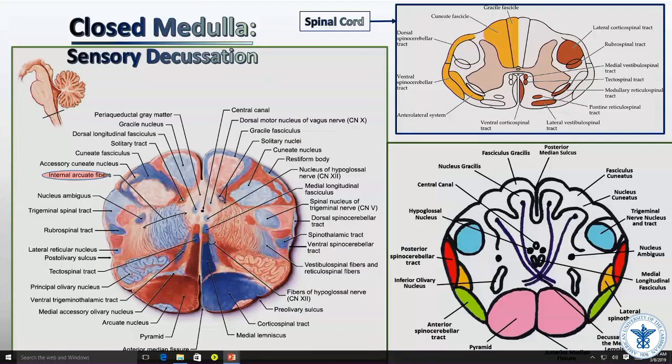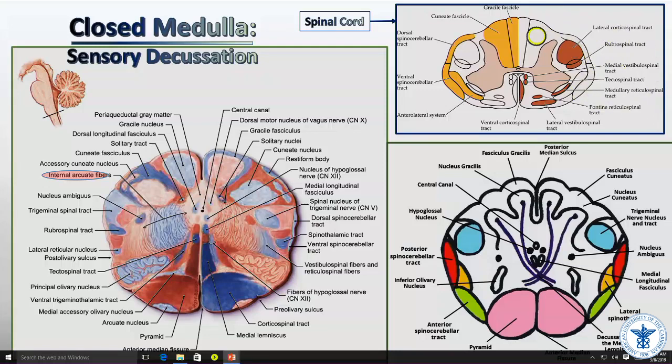Now we are in the closed medulla proper. This is a very representative section which you will probably see on the test. This is the section of the sensory decussation. As we go down the medulla, we begin to see that it's beginning to resemble the spinal cord a little. And that's why I put this up here.